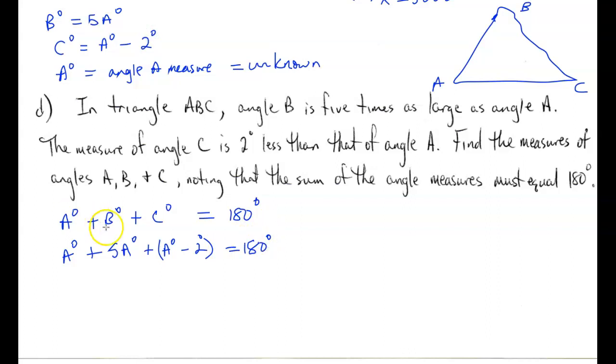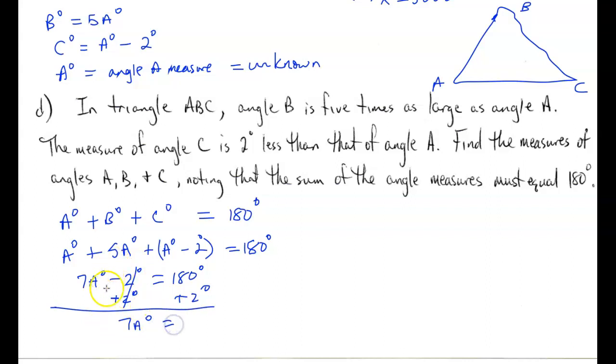And so from here, I could literally drop these parentheses here because all we're doing is adding and subtracting. There's no multiplication going on. So here I'm just going to combine like terms. So I have angle A, 5 times angle A, plus another angle A. That will give me 7A, or 7 times angle A, minus 2 degrees equals 180 degrees. So here we can add 2 to both sides. And we end up getting 7 times angle A is equal to 182 degrees.